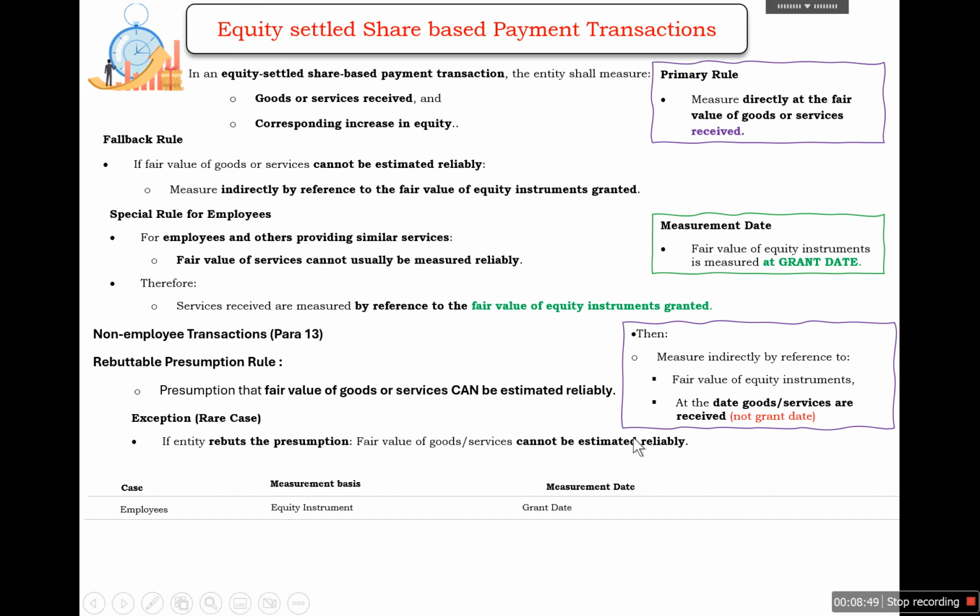So if we summarize, in the case of employees, the measurement basis will be the equity instrument and the measurement date will be the grant date. In the case of non-employees, the measurement date will be the date on which the goods and services are received, and the basis will be the fair value of the goods and services, or the equity instrument in the rare case, but the date will be the receipt of goods and services.